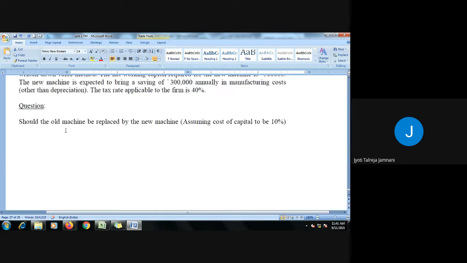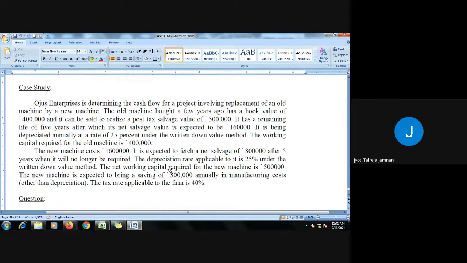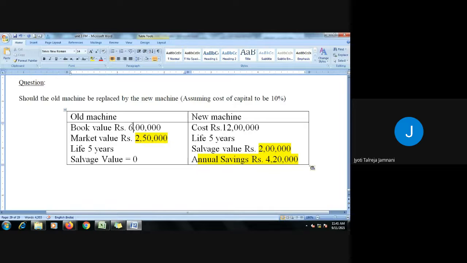Whenever you write down, you'll get all the details in a single place. Otherwise, you'll have to keep reading the question again and again. So we'll see what is given first about the old machine. The old machine bought a few years ago has a book value of rupees 4 lakhs. So its book value is 4 lakhs.